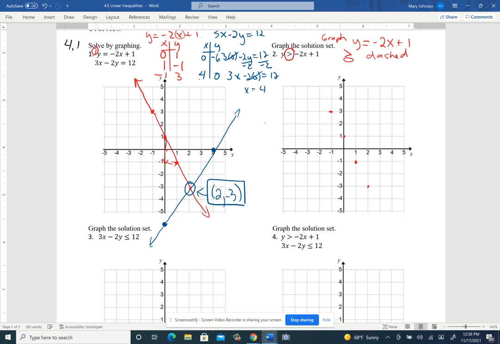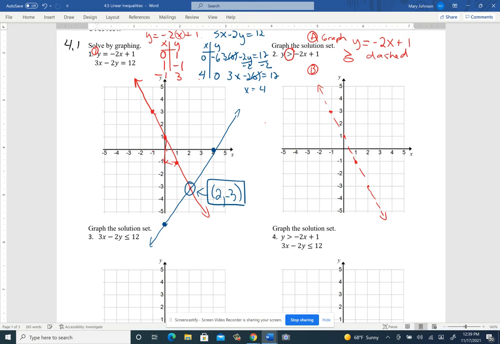So after I get where my line should be, I think about that, and then I know it should be dashed. Dashed means the points on the line won't work in the inequality, but things right close to the line will. Okay? So that's the first thing you do, is just graph the line and think about whether it should be dashed or solid. I'll call that A. Then the next thing I do, part B, is to decide the shading.